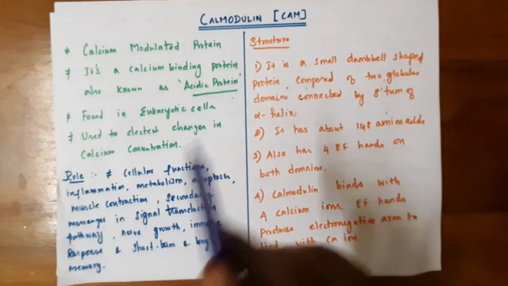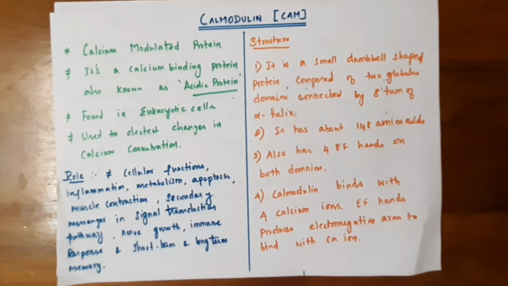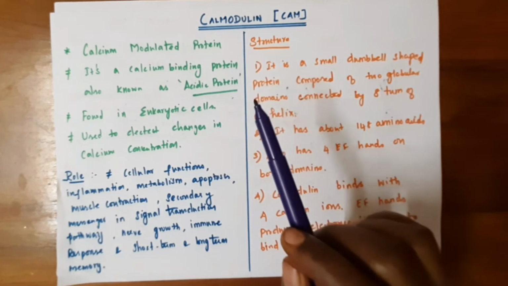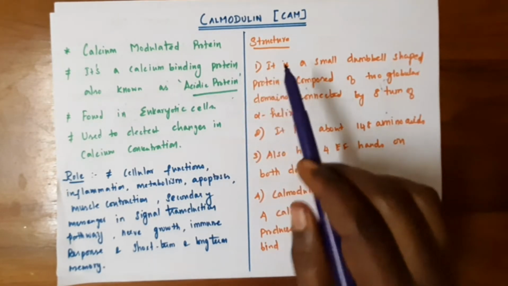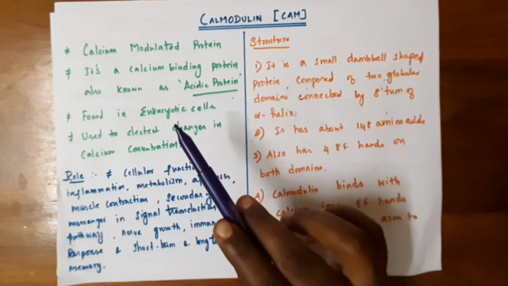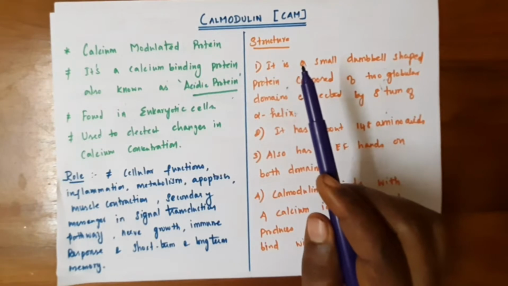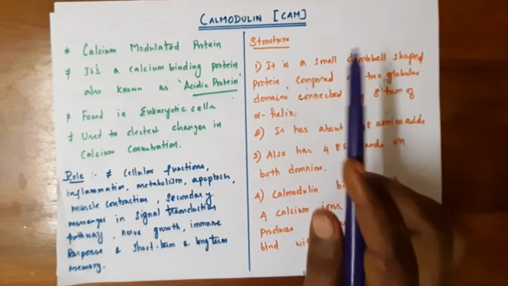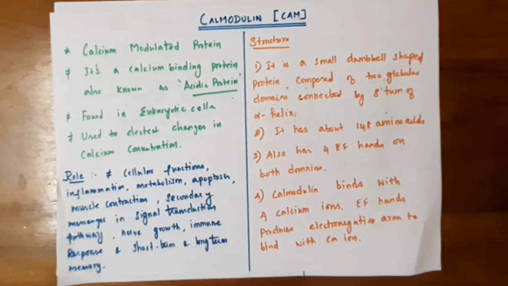Calmodulin is known as the calcium modulator protein. And why is it known as the calcium modulator protein? Before the protein binds with calcium 2 plus, calmodulin is in the inactive form. After incorporation of calcium into this protein, it is converted into an active form, which enables many biological processes in the living system. So it is known as the calcium modulator protein.